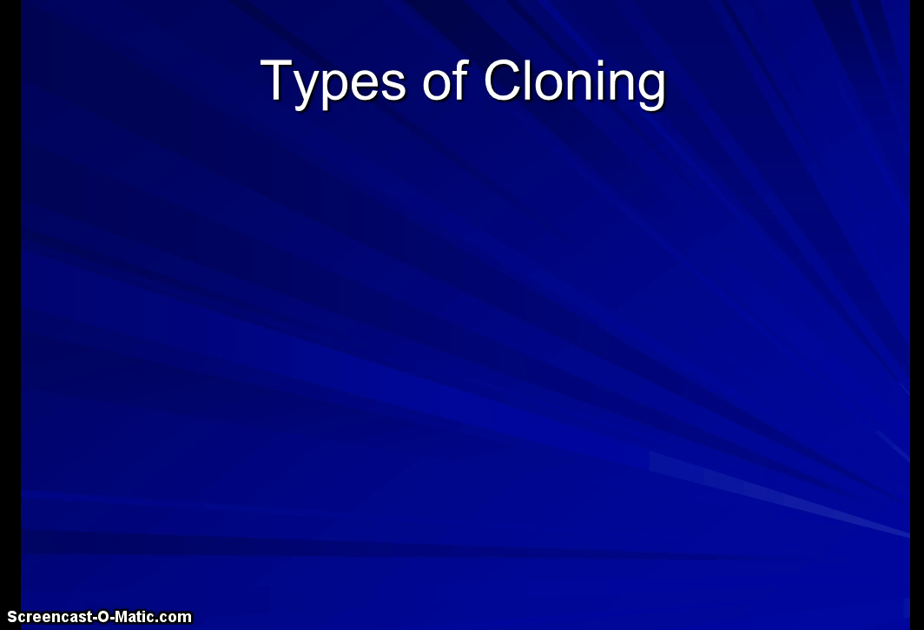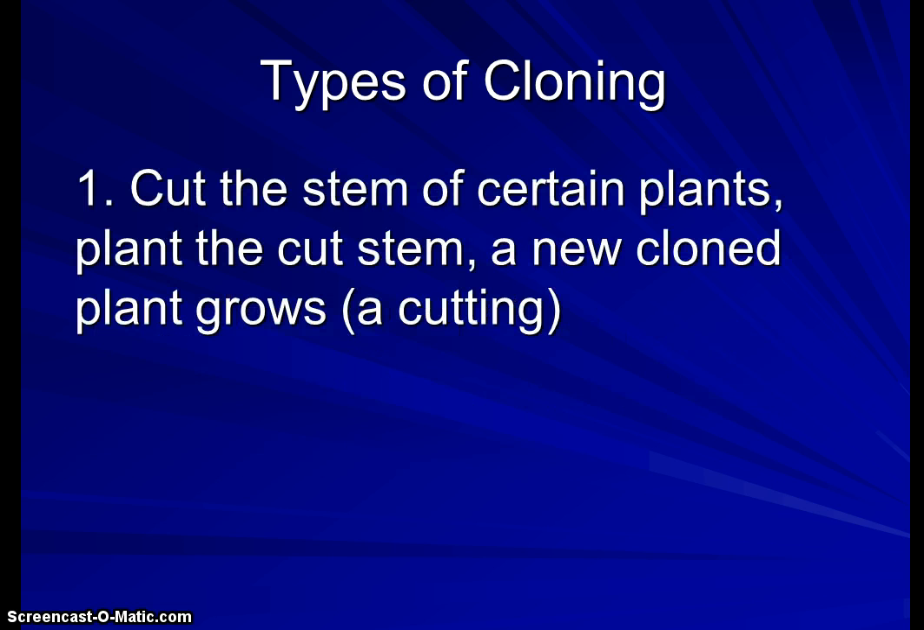Types of cloning, we have two different types. One is cutting the stem from certain plants and then planting that new part. That's called a cutting. It'll grow into the exact same plant. Some plants do this on their own. They don't even need any help from us.